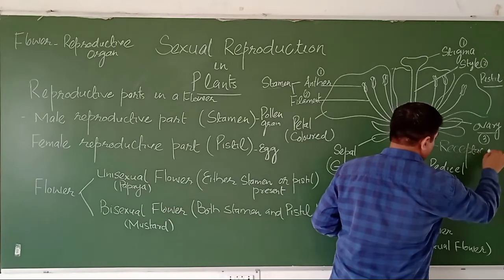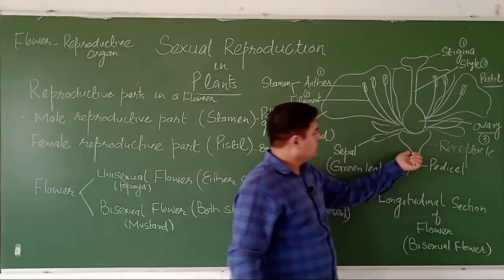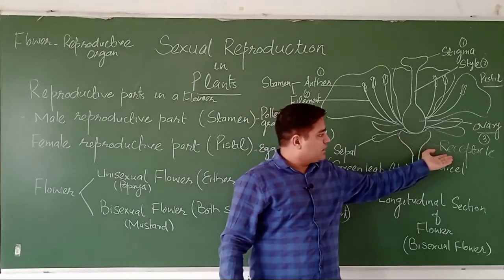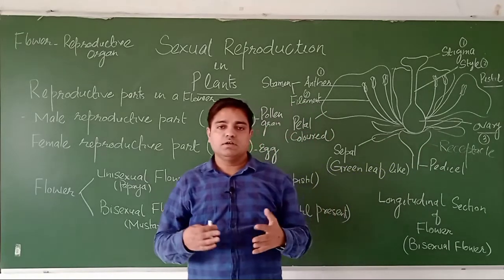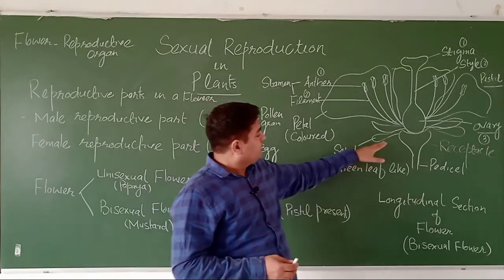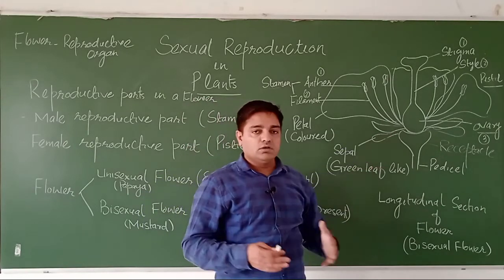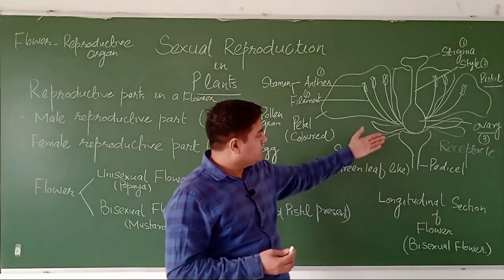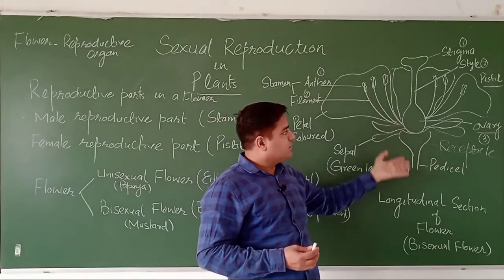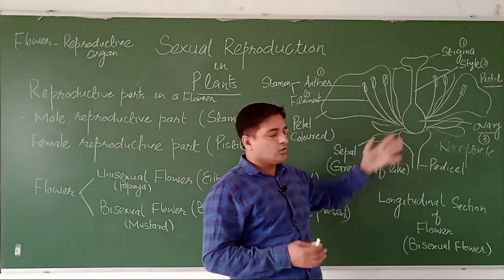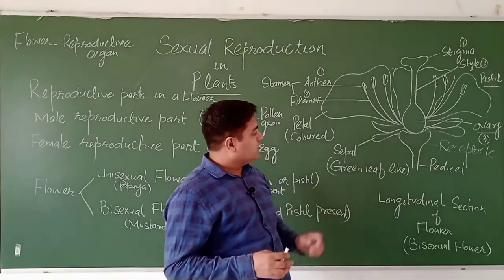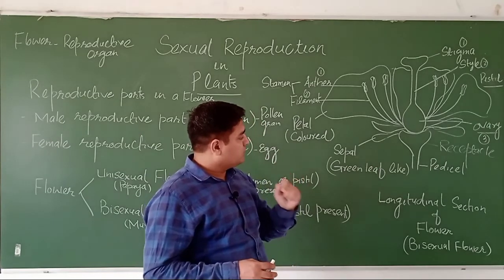This is the receptacle, this oblong broad part, which bears all the whorls of a flower. If the flower is a complete flower, and in this case it is complete because all four whorls are here, I will tell you about them one by one.